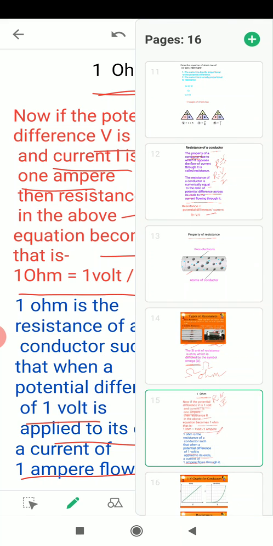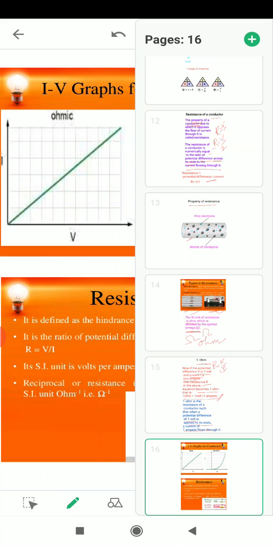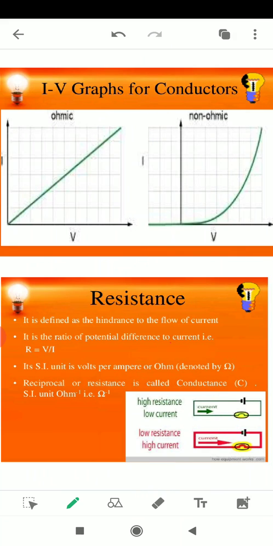Now we should understand the relation between the current and the potential difference. When Ohm performed the experiment, he saw that there is a direct relationship between potential difference and current. If the conductor follows Ohm's law, we get a straight line graph when we plot V against I.